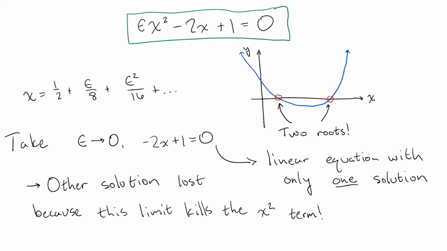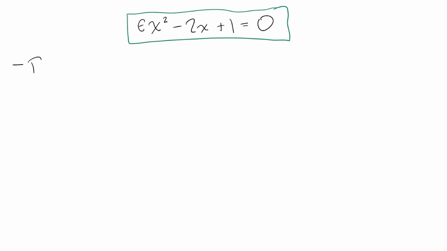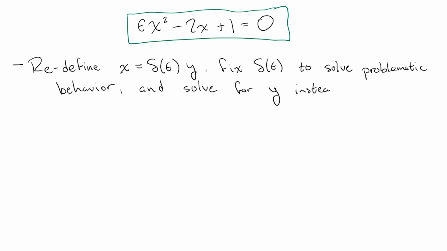Well, if we were able to somehow turn this expression into one which is still quadratic in the epsilon to 0 limit, we could presumably recover the second root. To do this, we will redefine our variable x to be in terms of some arbitrary parameter, delta times y, which is the new variable we will solve for. Note that we have complete freedom to choose delta to be whatever we want, since any change we make to delta will be compensated in y.